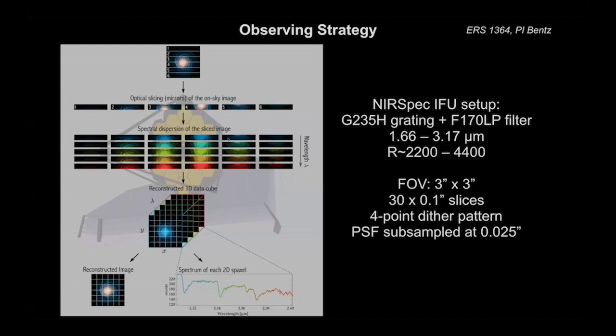And the resolving power of the spectrograph ranges from about 2200 on the blue end to about 4400 on the red end of this wavelength range, and varies as a function of wavelength across it. The field of view that we'll be covering is the innermost 3x3 arc seconds of the galaxy, and that is broken up into 30 slices because NIRSpec is an image slicing IFU, and each of those slices has a width of about 0.1 arc seconds. We're employing a 4-point dither pattern so that we can subsample the PSF at a level of 0.025 arc seconds so that we can really try to constrain our spatial characteristics as best as possible.